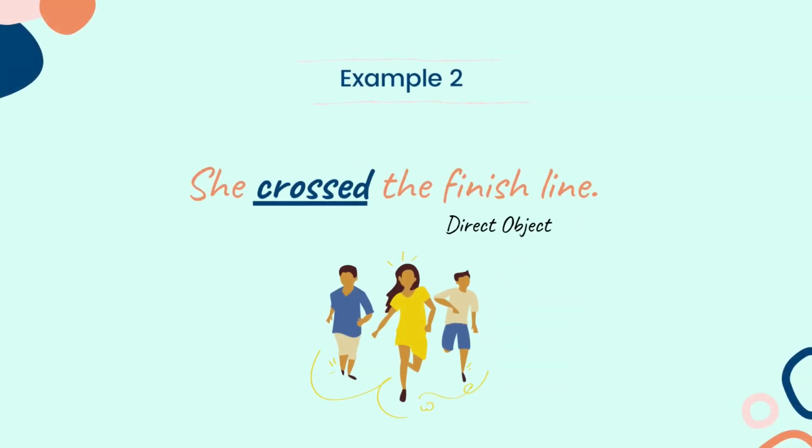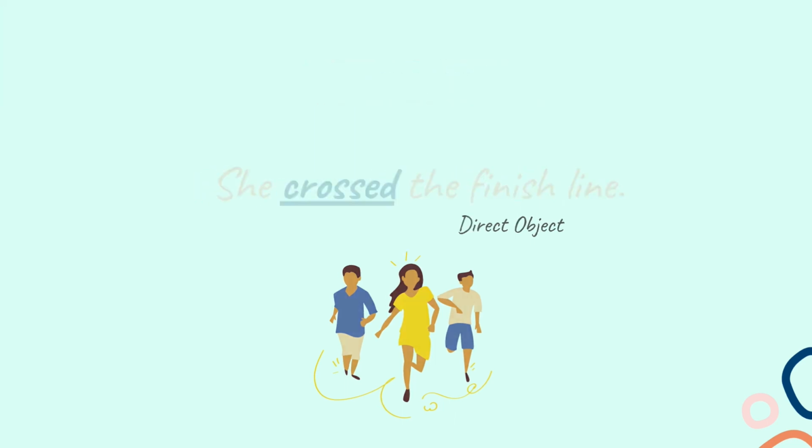She crossed the finish line. Here, what action did she perform? It is crossing. And she crossed what? She crossed the finish line. So the finish line is the direct object receiving the action. So the verb crossed is a transitive verb here.